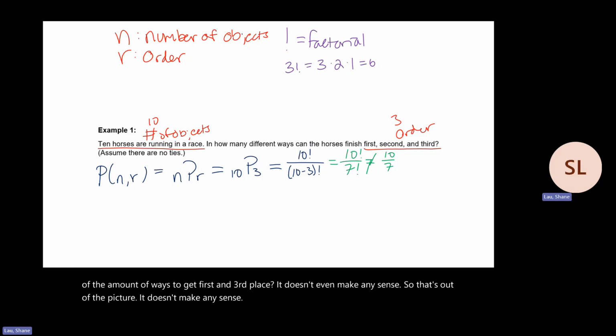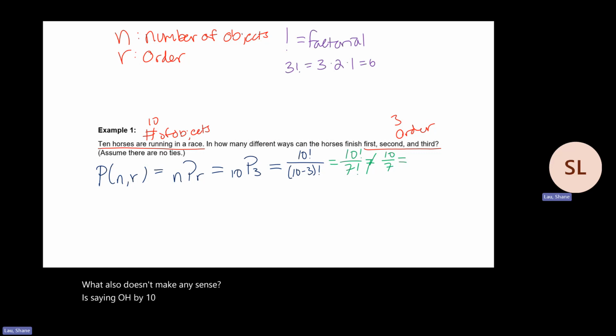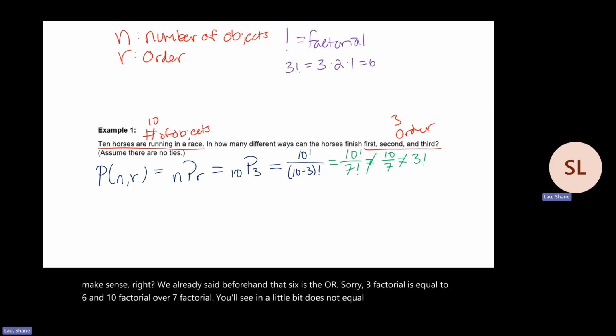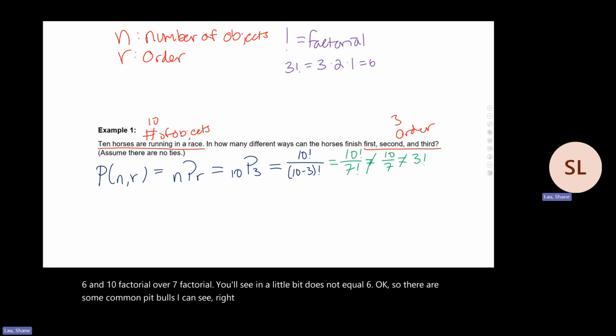What also doesn't make any sense is saying, oh, well, if I have 10 factorial over 7 factorial, subtract them, we get 3 factorial. This is not going to make sense. Right? We already showed beforehand that 3 factorial is equal to 6. And 10 factorial over 7 factorial, you'll see in a little bit, does not equal 6. Okay, so there are some common pitfalls I can see right there. So do not get that confused.